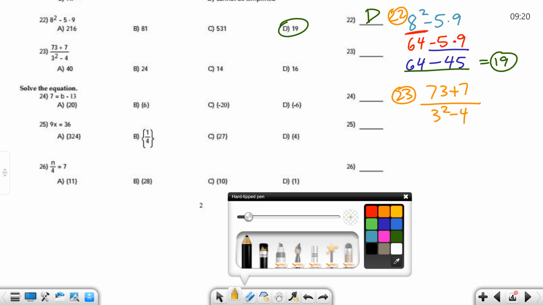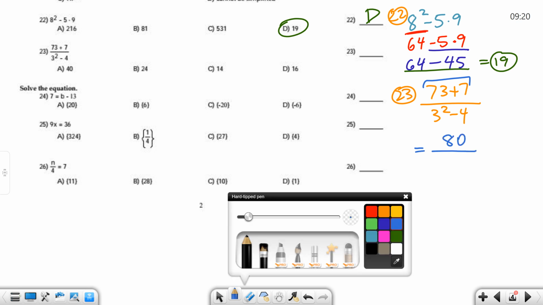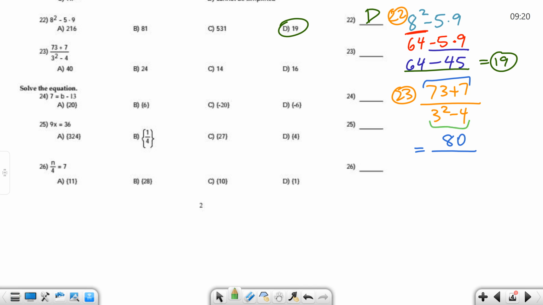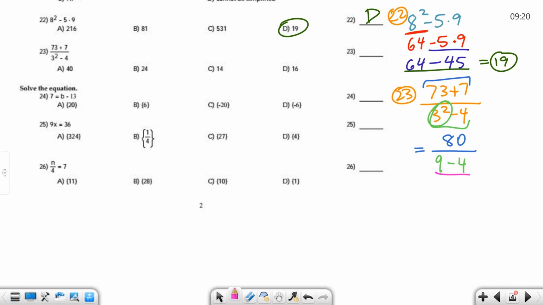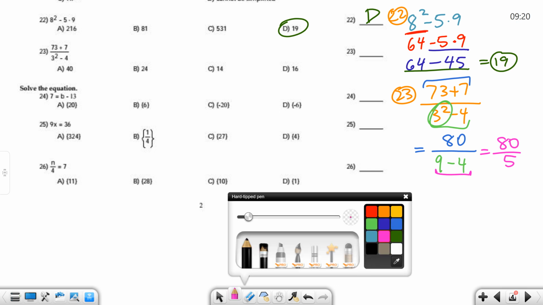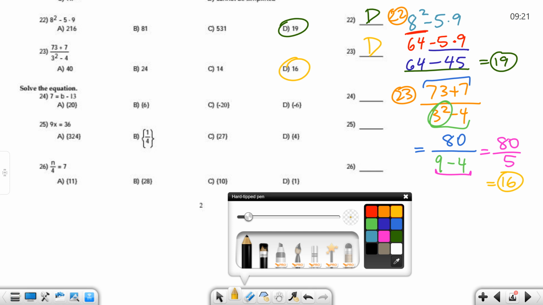So the reason I'm telling you that is I'm going to simplify the top, 73 plus 7, and get what? 80. And then I'm going to simplify the bottom, or denominator, separately. In here, I have an exponent. 3 squared is what? 9, minus 4. And then I keep going and say, how do I put that together? Well, 9 minus 4 is what? 5. So 80 over 5. And now I'm finally ready to divide this. 80 divided by 5 is 16. And 16 is D.